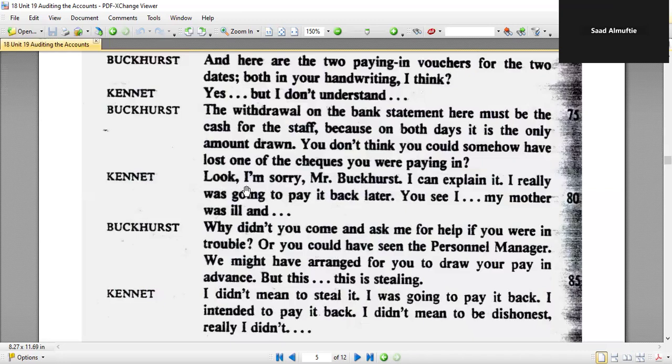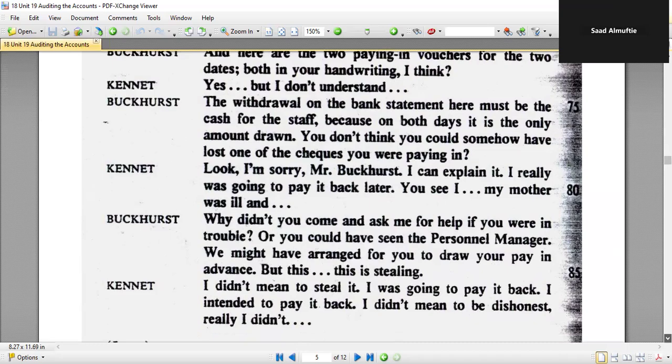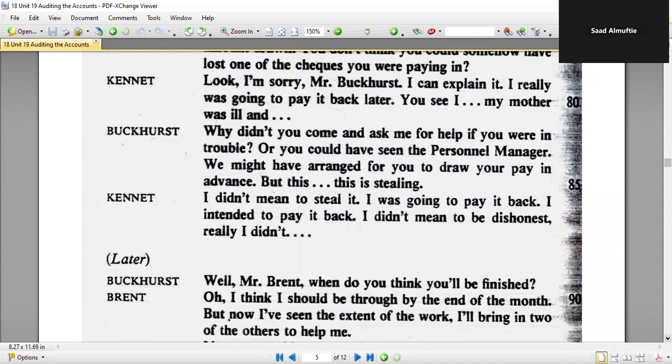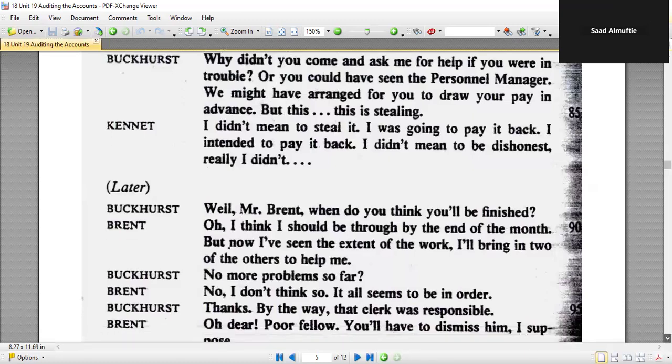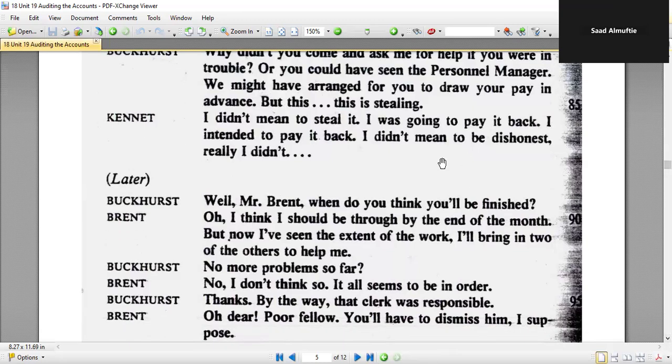Look, I'm sorry, Mr. Buckhurst. I can explain it. I really was going to pay it back later. You see, my mother was ill, and... Why didn't you come and ask me for help if you were in trouble? Or you could have seen the personnel manager. We might have arranged for you to draw your pay in advance. But this is stealing. I didn't mean to steal it. I was going to pay it back. I intended to pay it back. I didn't mean to be dishonest. Really, I didn't.